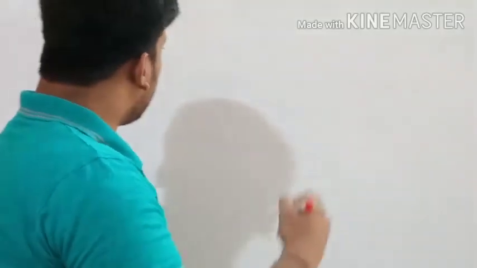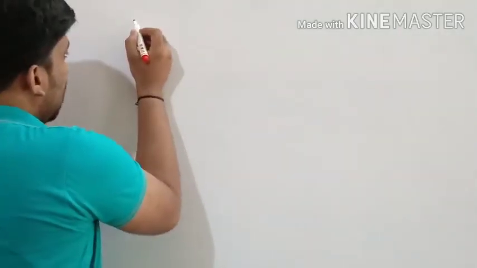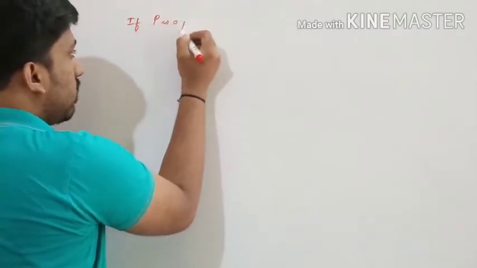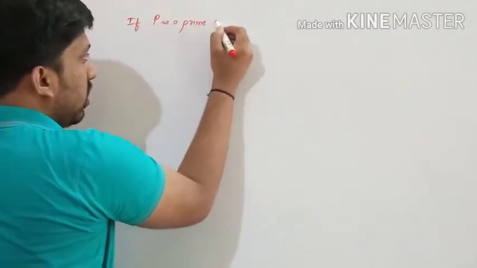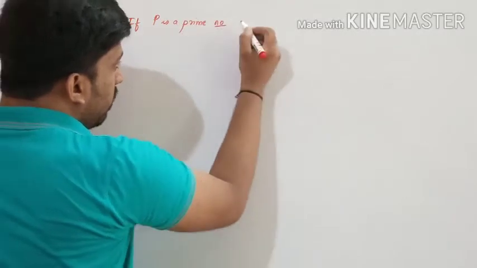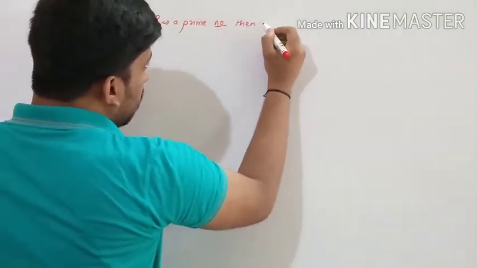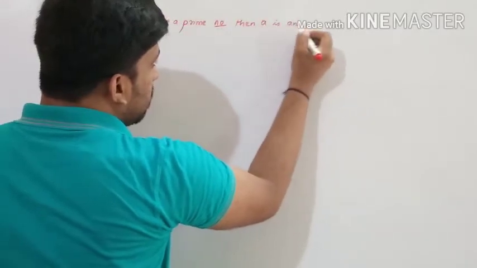Before going to proving these numbers as irrational, we are going to see a small theorem. Let's see. We all know that the fundamental theorem of arithmetic states that a particular number can be divided into multiple prime factors. So here what I am going to do, the theorem is, if p is a prime number, if p is a prime number, then a is an integer.